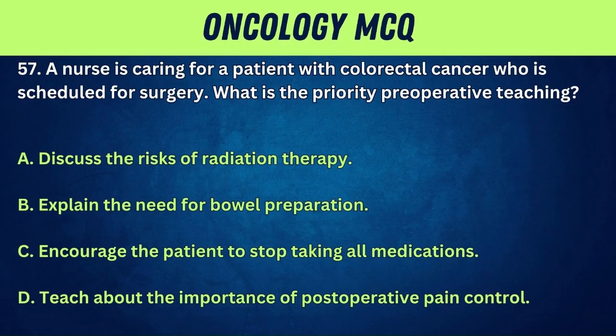57. A nurse is caring for a patient with colorectal cancer who is scheduled for surgery. What is the priority preoperative teaching? A. Discuss the risks of radiation therapy. B. Explain the need for bowel preparation. C. Encourage the patient to stop taking all medications. D. Teach about the importance of postoperative pain control.